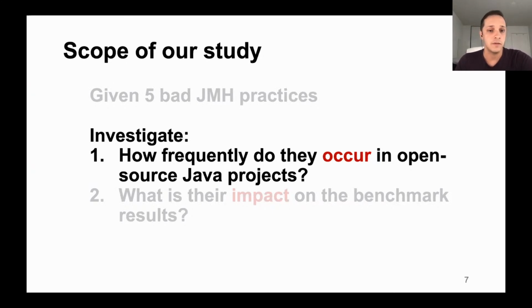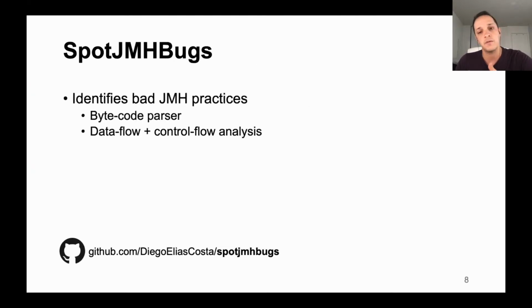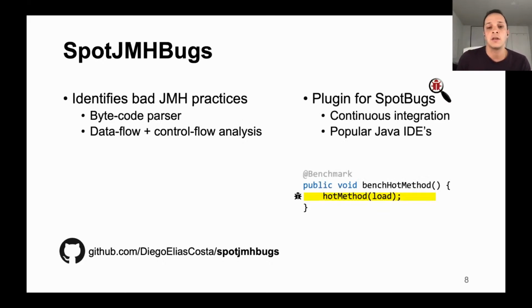So the first question we investigate is finding them in the code of the project. So we developed a static analyzer with a bytecode parser that will spot bad practices for developers. You can actually use our plugin in your IDEs and in your CI pipelines. If you write JMH benchmarks, make sure your benchmarks are free of those bad practices.